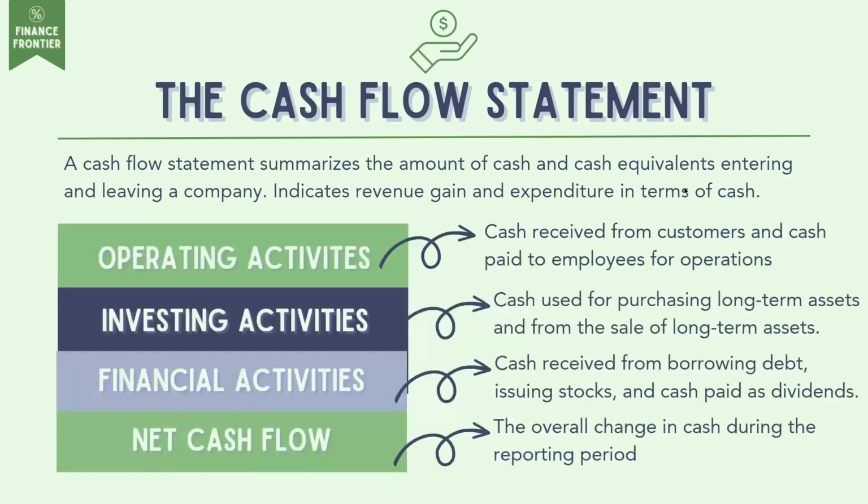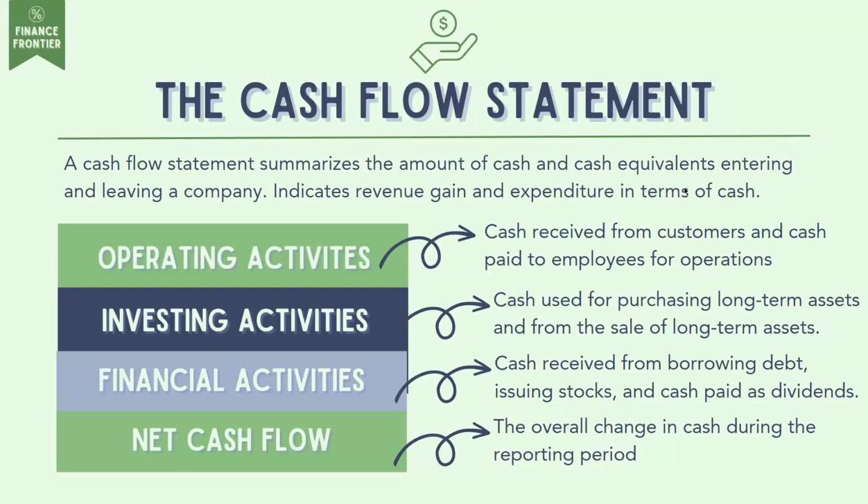Next, we have the cash flow statement. A cash flow statement summarizes the amount of cash and cash equivalents entering and leaving a company. It indicates the revenue gain and expenditure in terms of cash. Now, what exactly do I mean by cash and cash equivalents is something that I've broken down here.